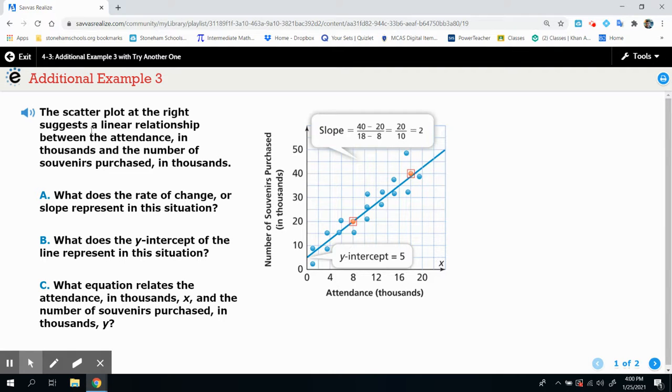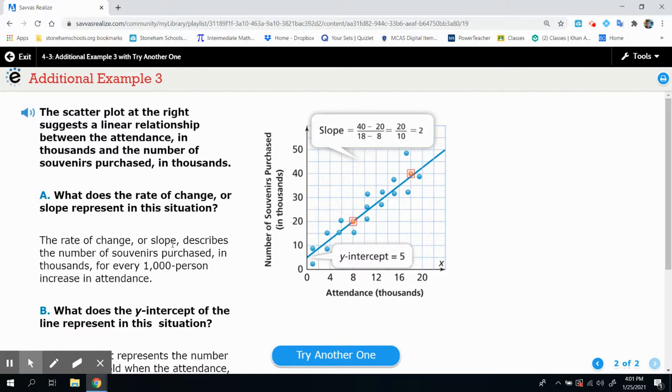The scatter plot at the right suggests a linear relationship between the attendance in thousands and the number of souvenirs purchased in thousands. Here's attendance, here's number of souvenirs purchased. What does the rate of change or slope represent? What does the y-intercept of the line represent? Here we see the slope and the y-intercept.